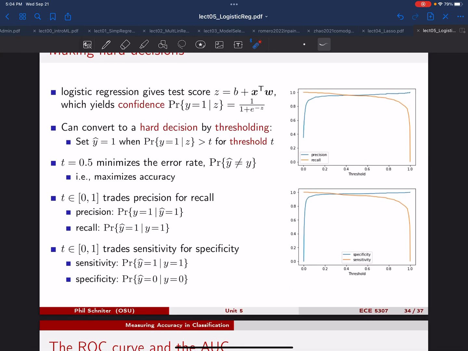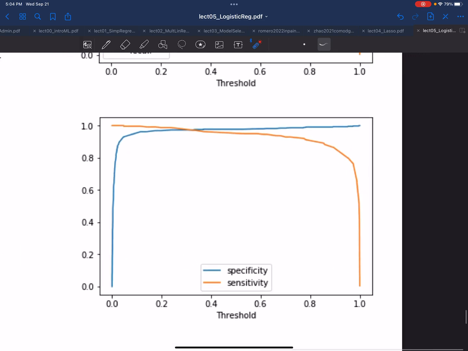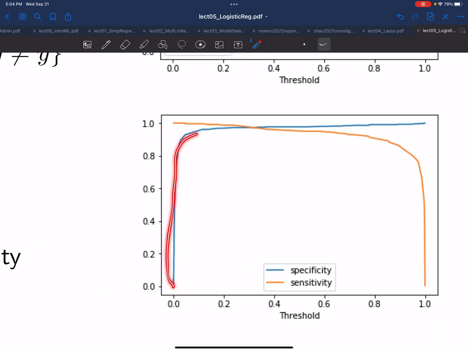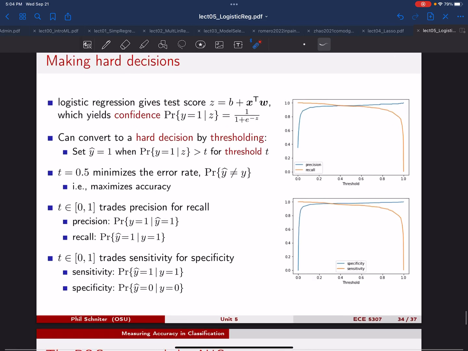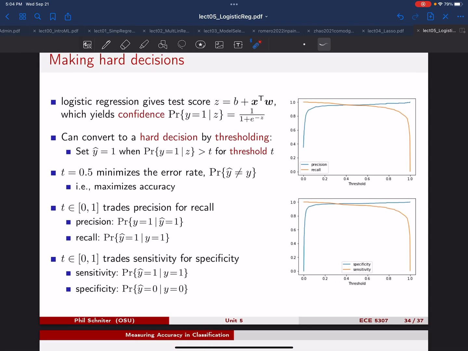Similarly, you could also think about trading sensitivity for specificity. Here we have specificity going up with the threshold and sensitivity going down. So you have different options just with how you threshold your score to get a different hard classification at the end.